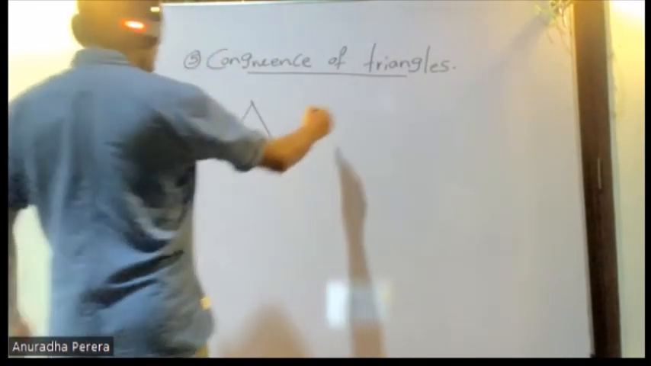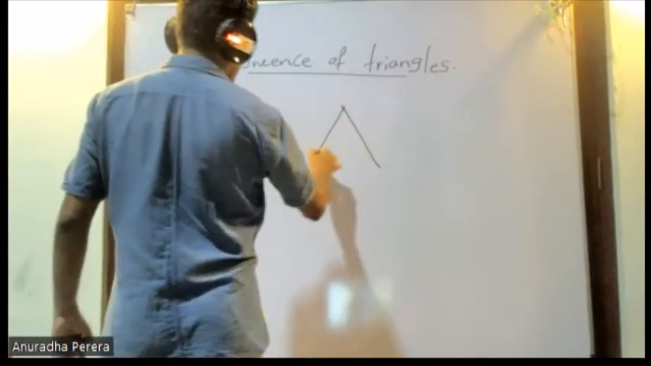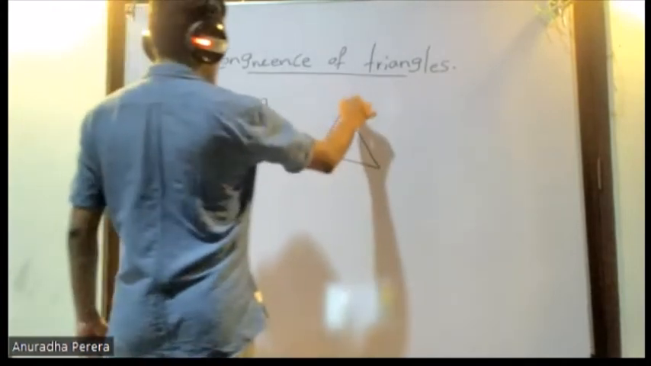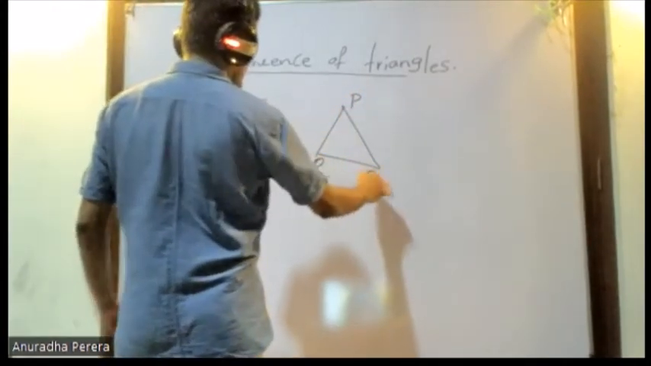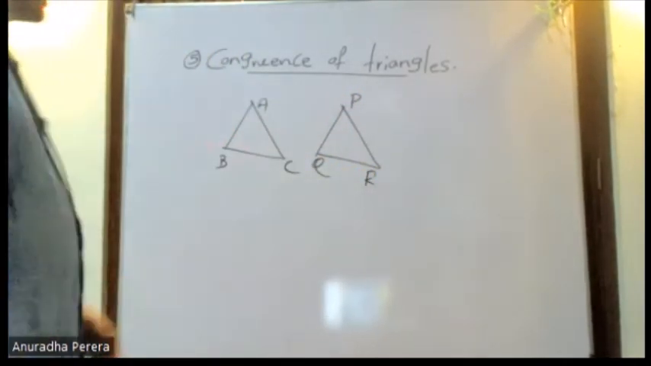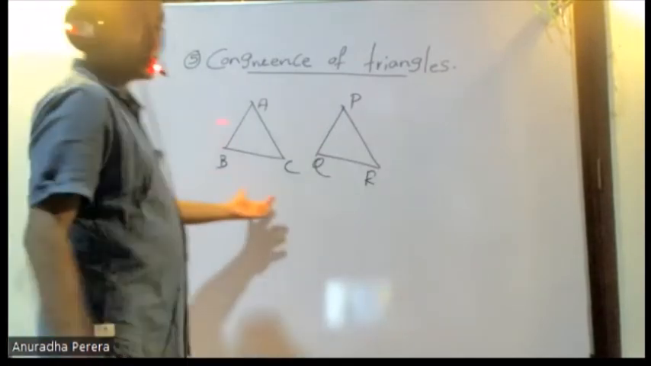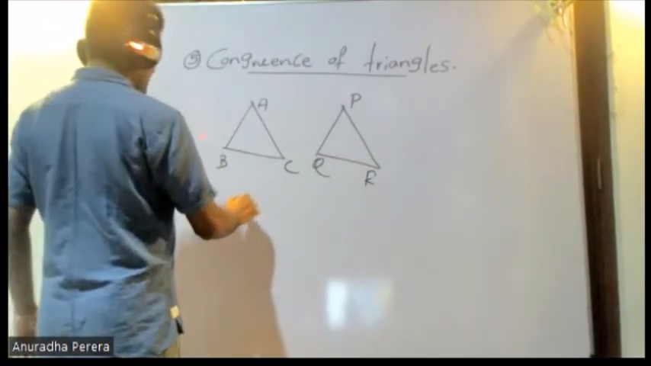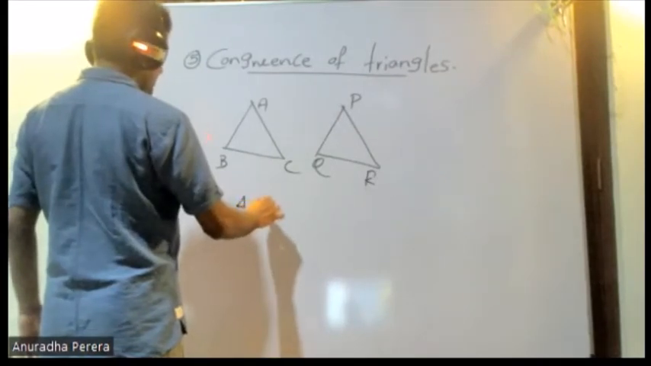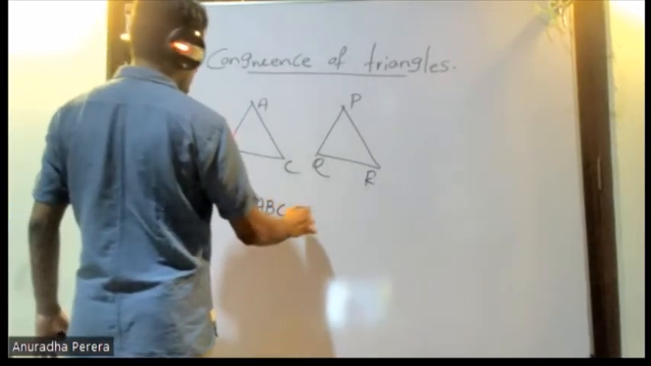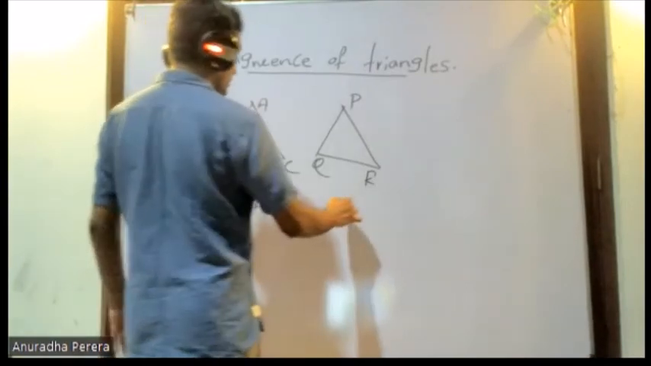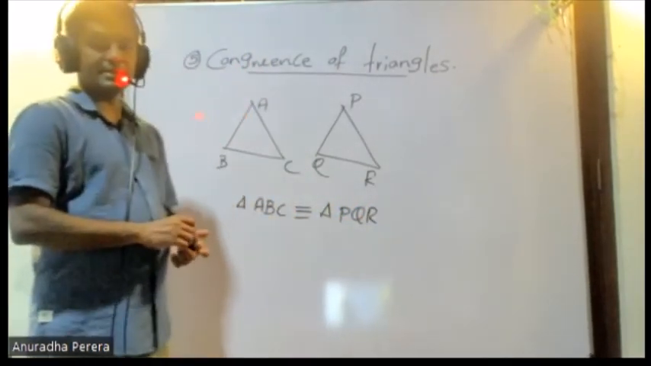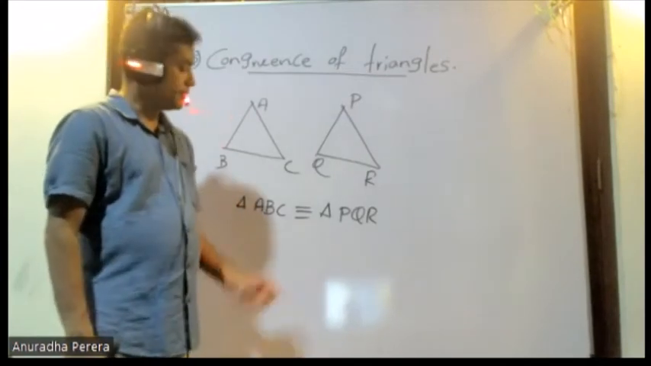Think these two are congruent triangles. Triangles ABC and PQR are congruent triangles. Then we can denote this relationship using this one. Triangle ABC congruent triangle PQR. Triangle ABC congruent triangle PQR.